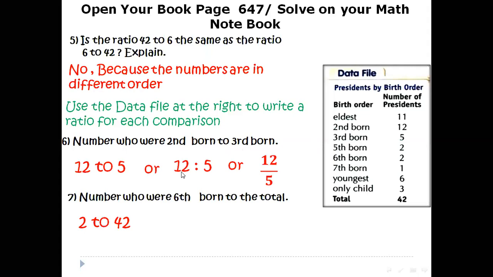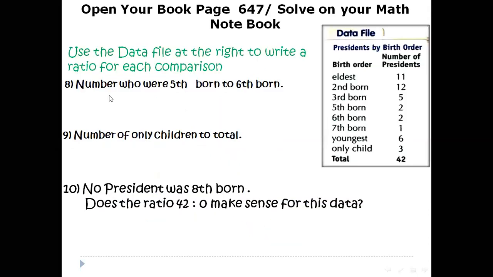Number who were sixth born to the total. Sixth born is 2. To the total, as you see, 42. Any of the 3 ways is correct. And this is number 8. Fifth born to sixth. Fifth to sixth. 2 to 2. Number 9, only children to total. Only children, 3 to total, 42.